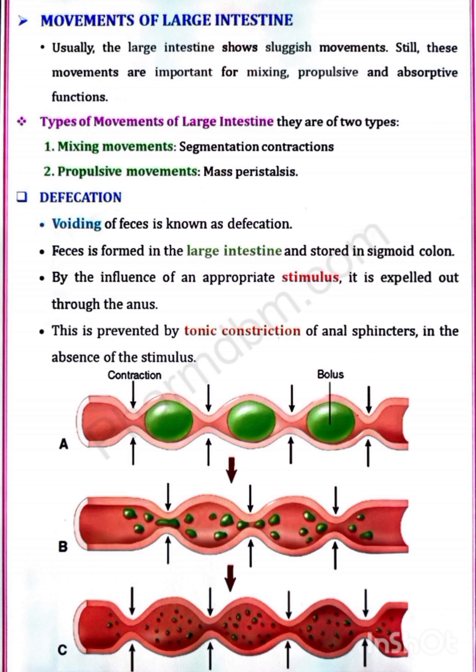Defecation. Voiding feces is known as defecation. Feces is formed in the large intestine and stored in the sigmoid colon. By the influence of an appropriate stimulus, it is expelled out through the anus. This is prevented by tonic constriction of anal sphincters in the absence of the stimulus. As shown in the diagram, A, the contraction of the bolus. Next, B involves the stimulus and tonic constriction. Next, the anal sphincter. C, absence of the stimulus.